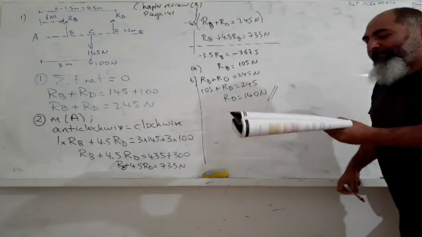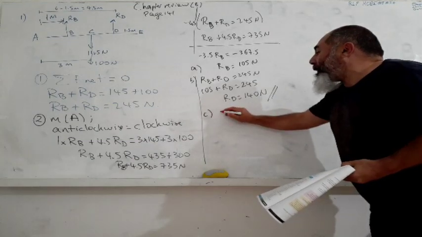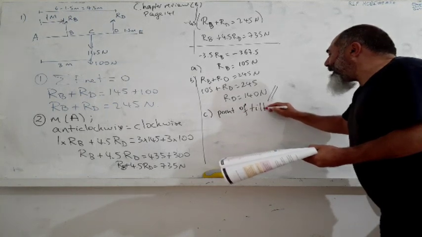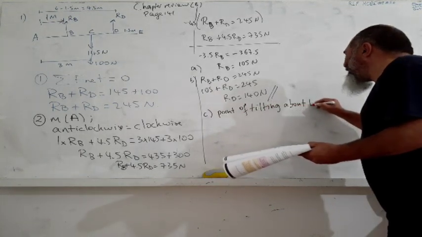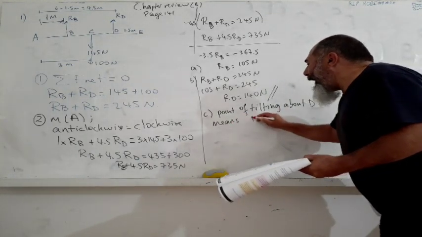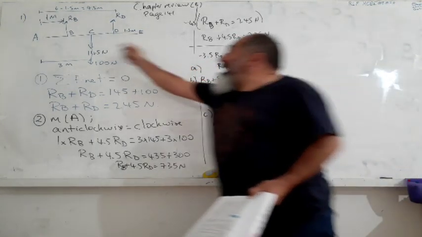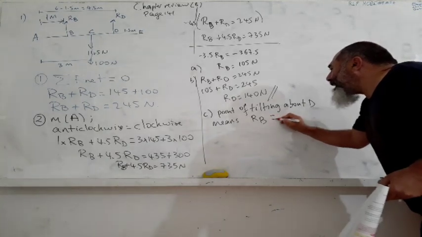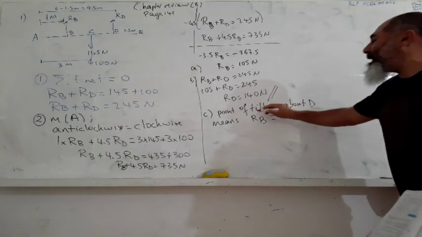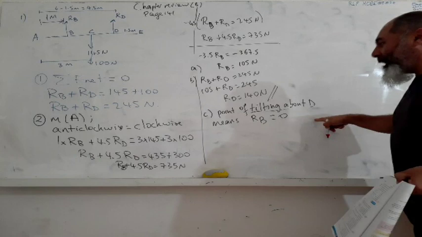Very, very important. Point of tilting about D means RB, be careful, RB, that one is 0. That's the meaning of tilting about. If all the forces are on D, that means there is no reaction force on B.